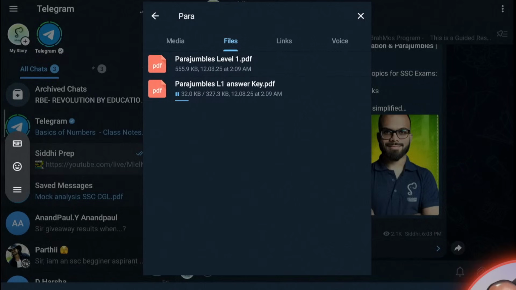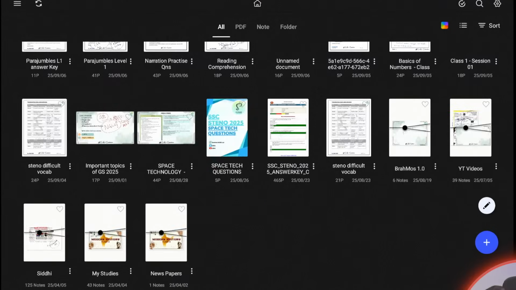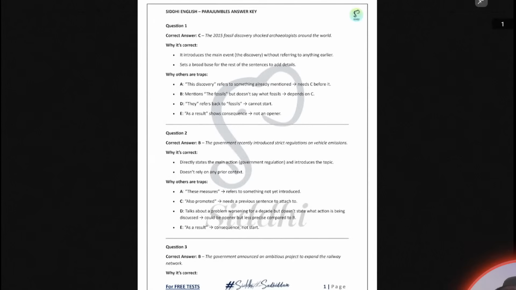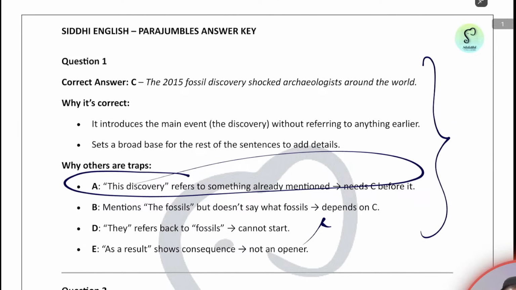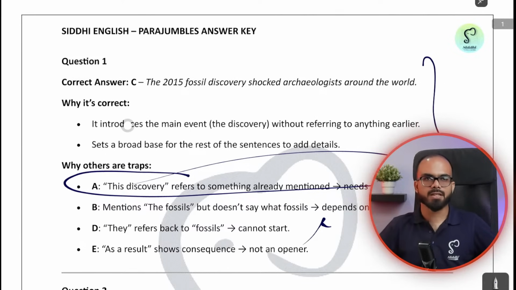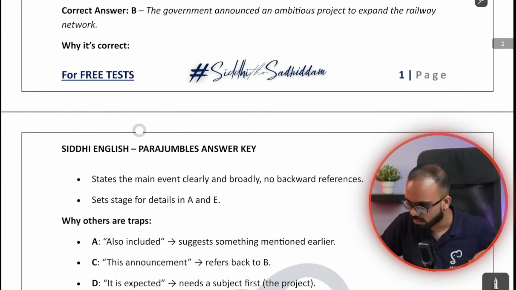This is the answer copy. These PDFs are provided in Telegram, Vandana. In the answer copy, for every question, I have tried to explain why something is right and why something is wrong. Please have these two sheets right in front of you, side by side, and you can handle the questions very well.